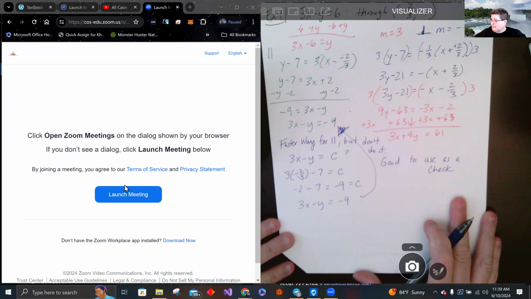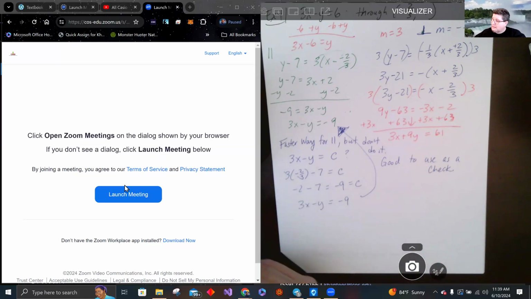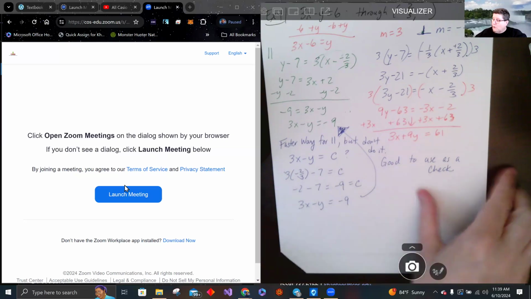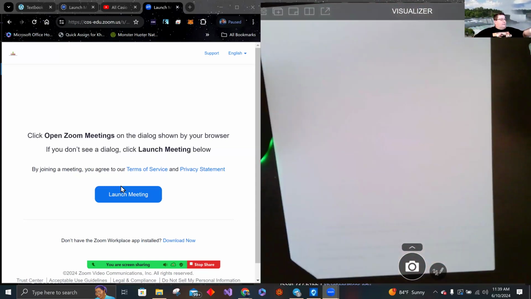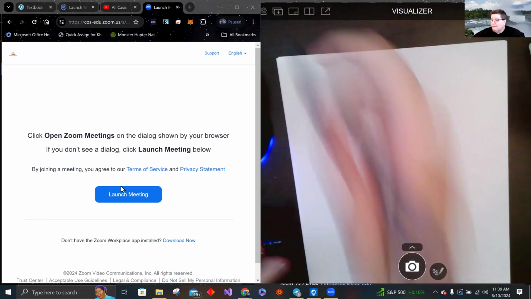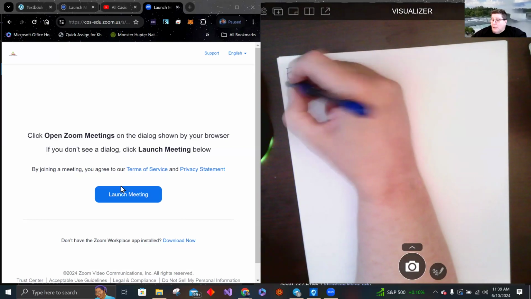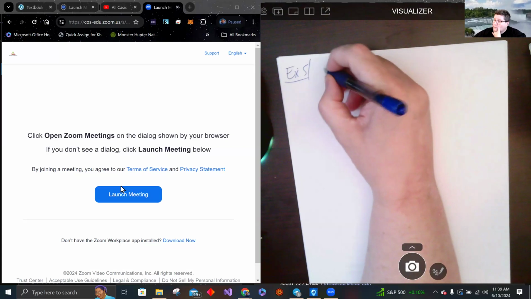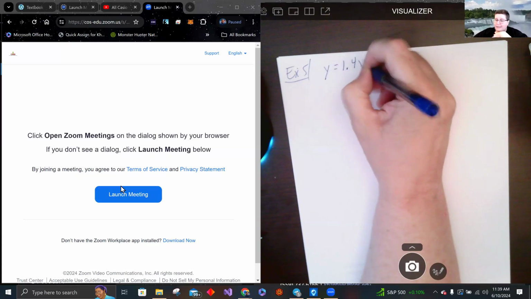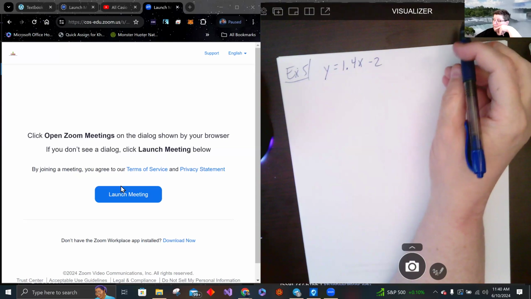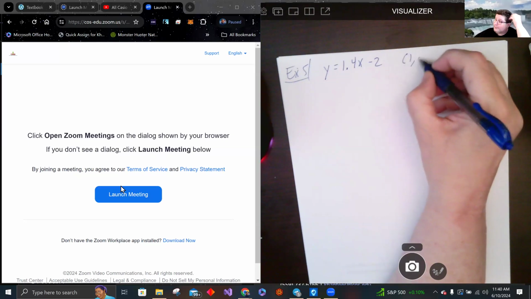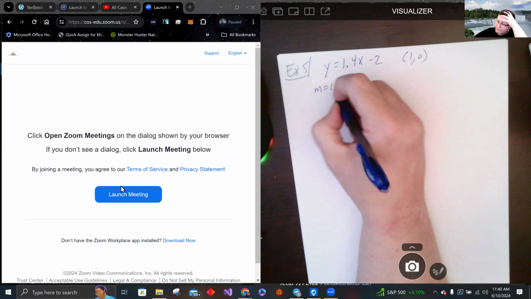All right. What about this? One more problem, and then we'll have a separate video for the final topic, which is similar to the collinear idea, but not quite. Final example. Y equals 1.4x minus 2. So m equals 1.4.